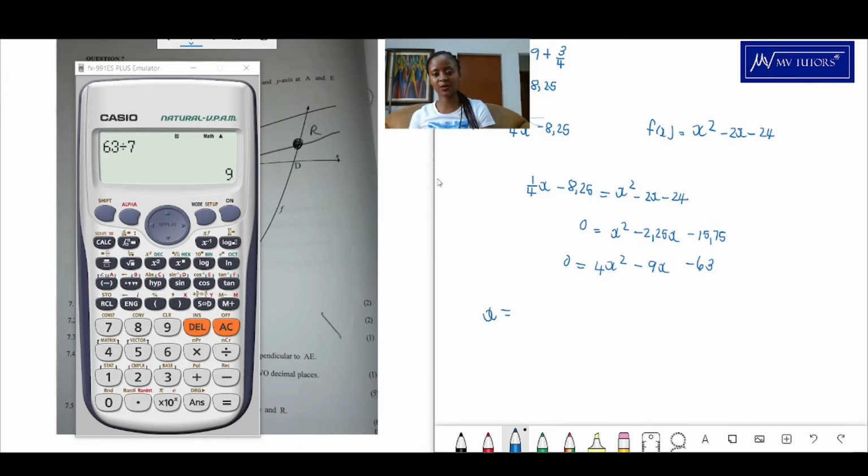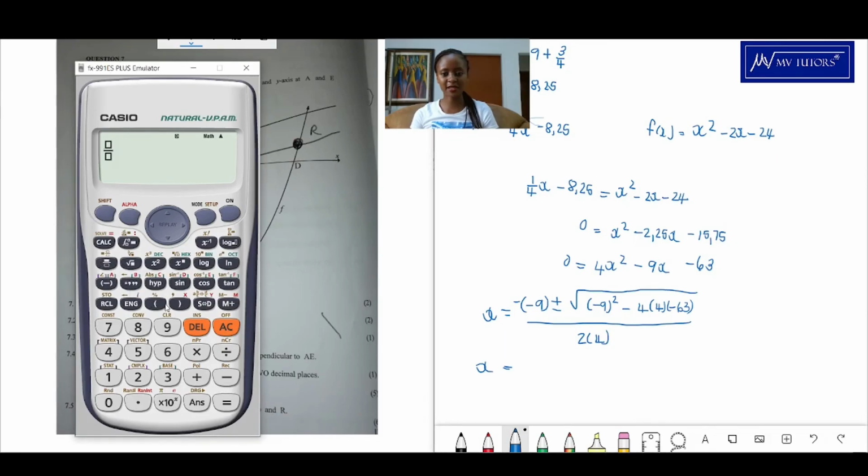So x is equal to b minus 9 plus minus, so b squared minus 9 squared minus 4ac, okay, and that is all over 2a. Okay, yeah, this is way quicker. I wasted time unnecessarily because I was trying to be smart.